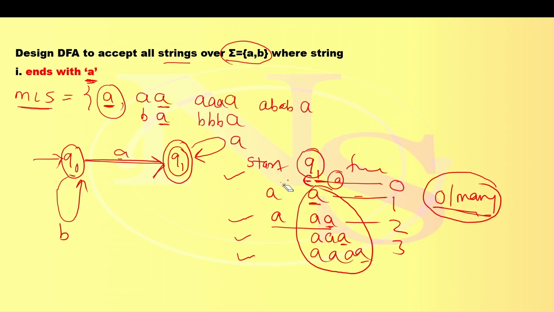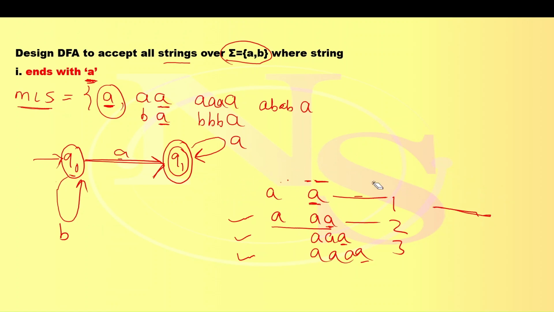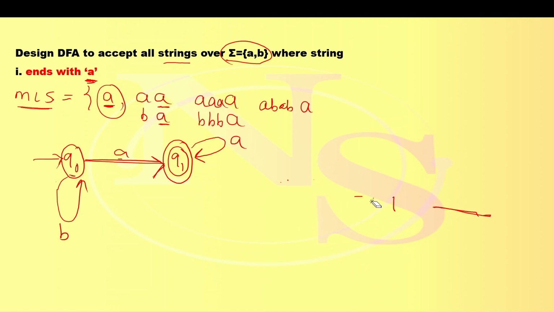Now there is a transition for symbol A from the state Q1. Now similarly we can find out the transition for B from the state Q1. Now let's try to find the transition for B from the state Q1.